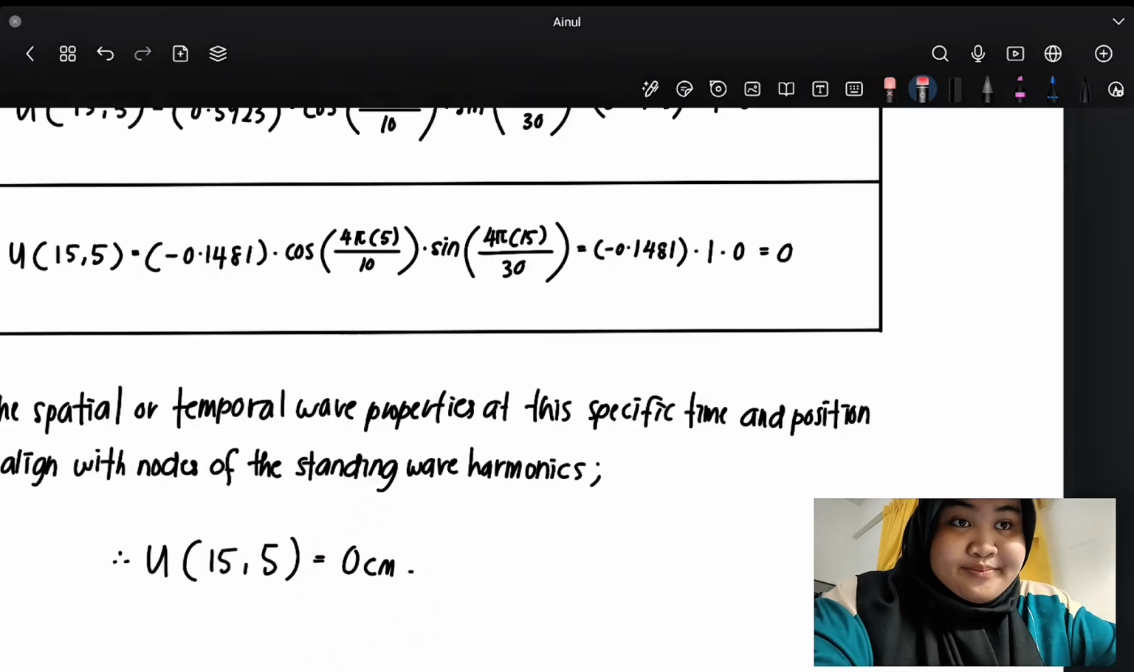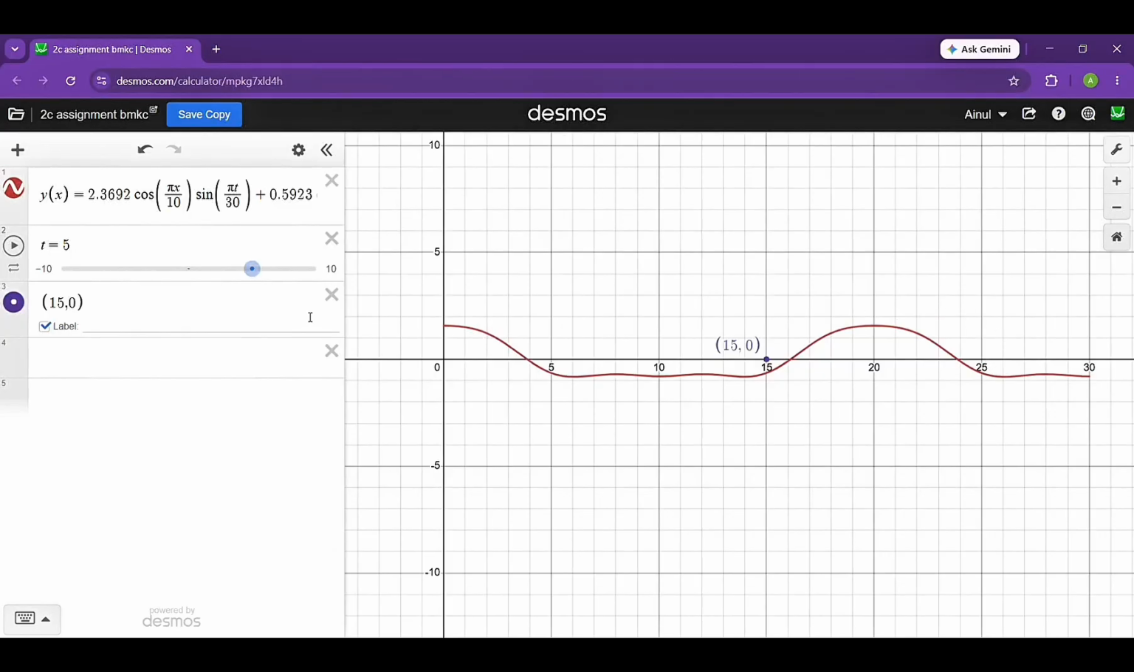That's all. So here is the graph for question 2c. Desmos allows us to visualize the vibration of the string at 5 seconds and verify the displacement at the midpoint.